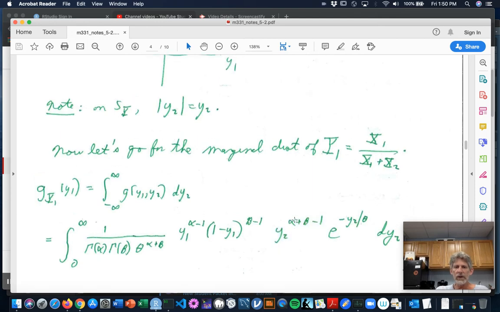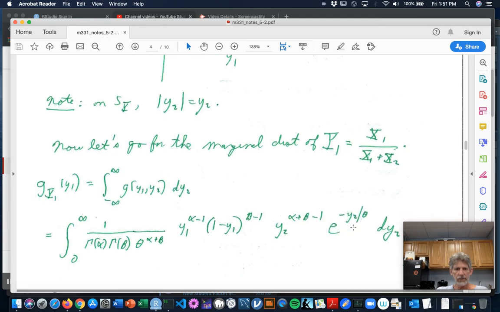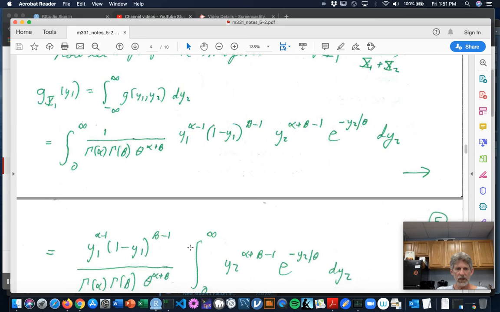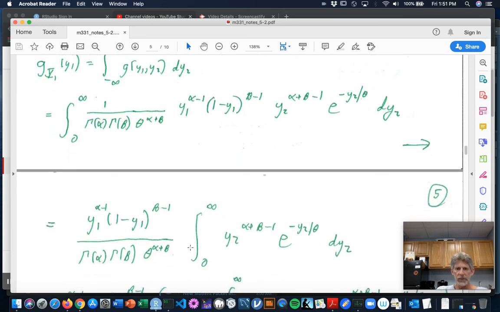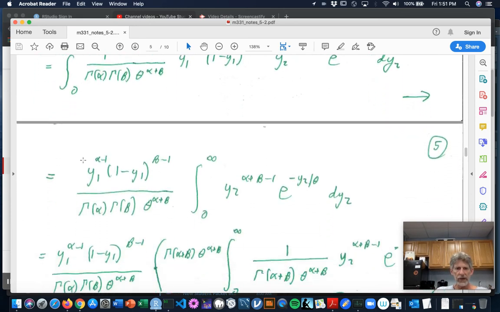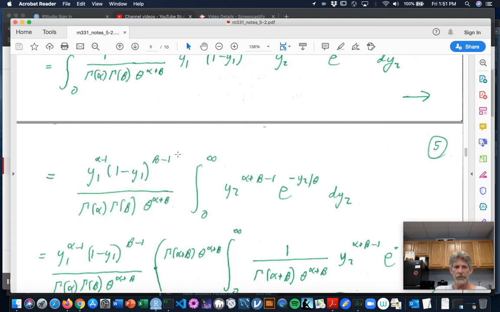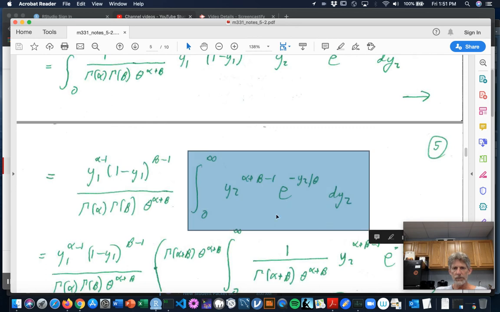Now I've got some y1s and some 1 minus y1s, and when I count them all up, there's that many of each of them. And there's still that e to the minus y2 theta sitting around. And there's still all that other mess. So it's this horrible integral. But at least some of it doesn't depend on y2, and so I can factor it out, because it's like a constant as far as that integration is concerned. So I factor all that stuff out. And I'm left with this integral.